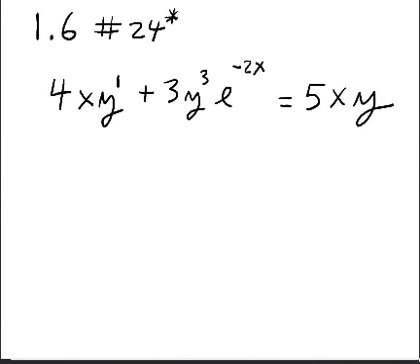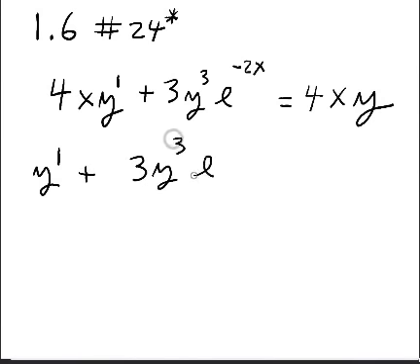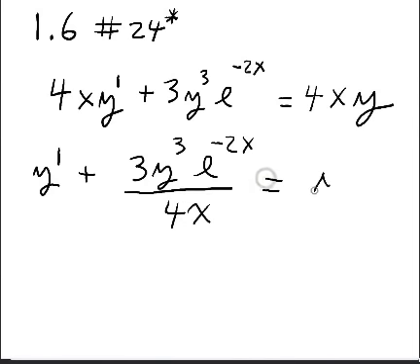Actually, what I noticed I wanted to do here to make my life a little easier, in fact, I want to change this number right here. I don't want there to be a 5 there. I would prefer, for demonstration purposes, if this were a 4. Okay, so I'll make it into a 4. The first thing I'm going to do is divide by this 4x. So I have y prime plus 3y cubed e to the minus 2x divided by 4x. This is equal to y.